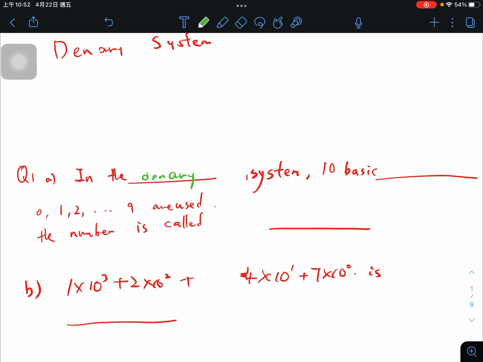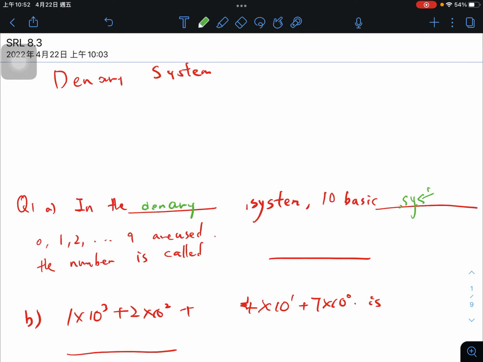Now let's talk about the SRL 8.3. In this session, we are talking about a decimal system and a binary system. In a decimal system, 10 basic digits, from 0 to 9, are used. The numbers are called decimal numbers.